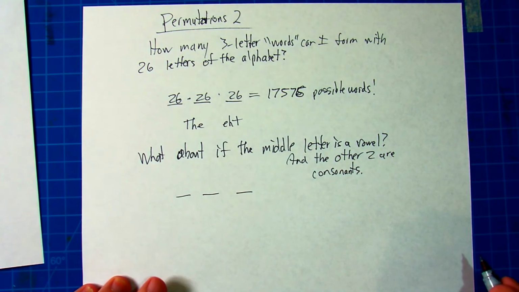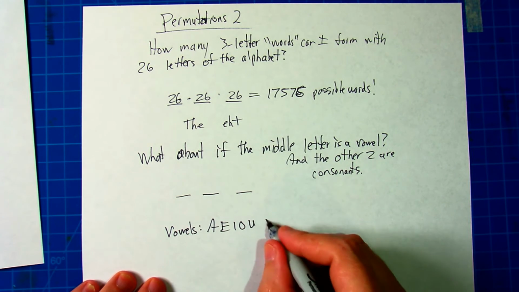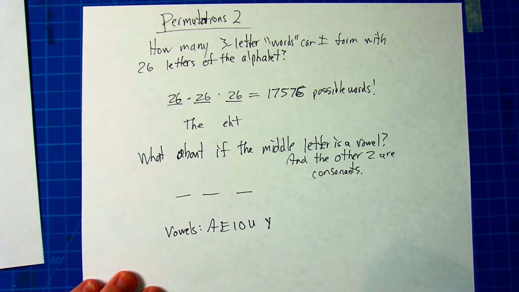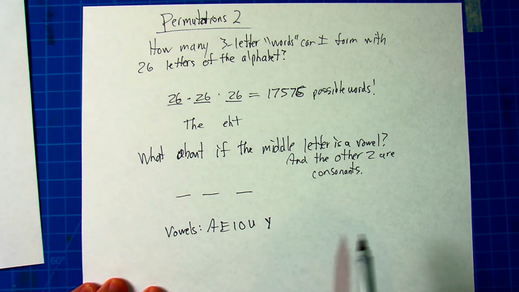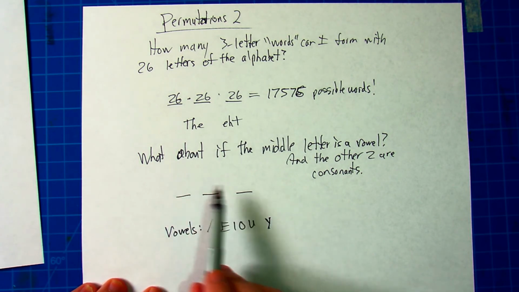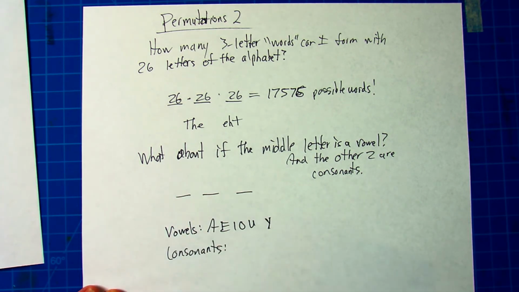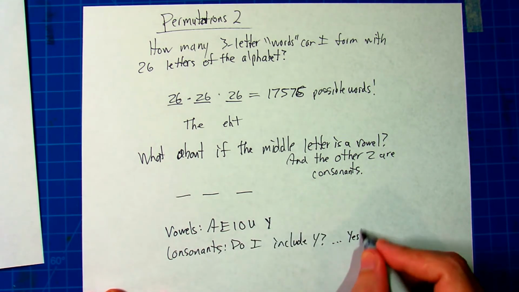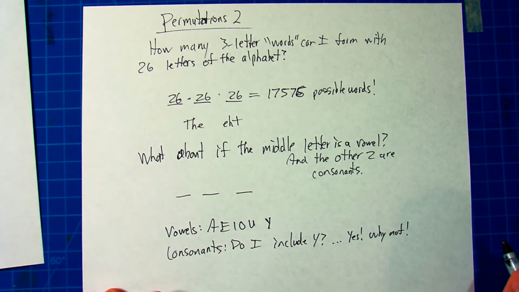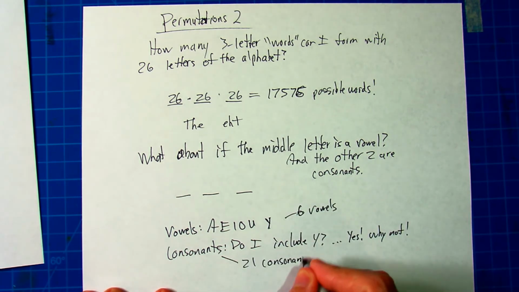We're stuck with a bit of a difficulty here because vowels are A, E, I, O, U, but do we include Y? I am going to make the very controversial decision here and say that we're going to include Y for the simple reason that any word that was a consonant, vowel, consonant that had a Y in the middle, we could probably pronounce. The consonants are all the letters that aren't vowels, but because it's pronounceable, do I include Y here as well? My answer is yes, why not? So I'm going to have a total of 6 vowels and 21 consonants.